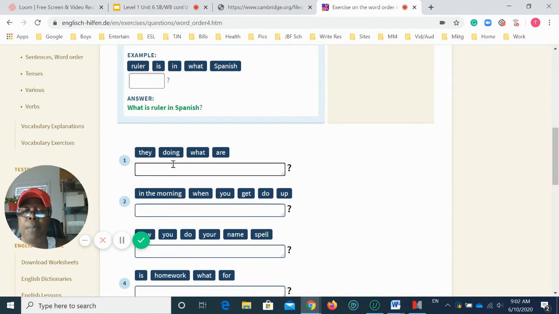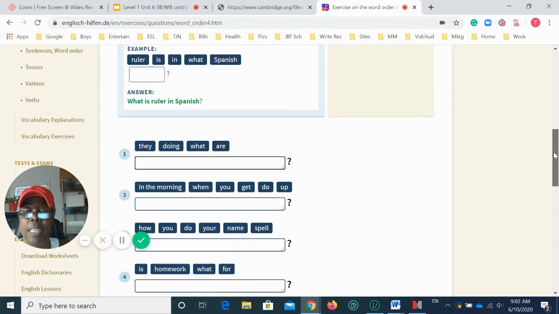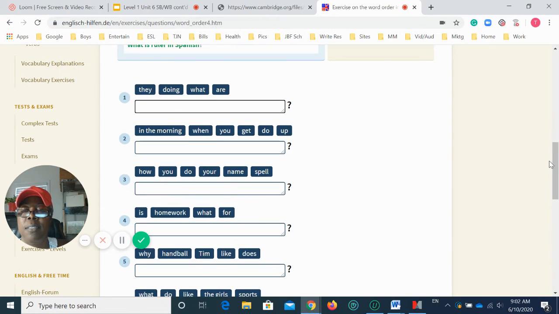Oh, it's not letting me type it in. Okay, well, unfortunately, that's not working. It's not letting me type in the answer. Oh, maybe I'm supposed to just click on it. There you go. What are they doing? That's our question. Number 1, what are they doing?